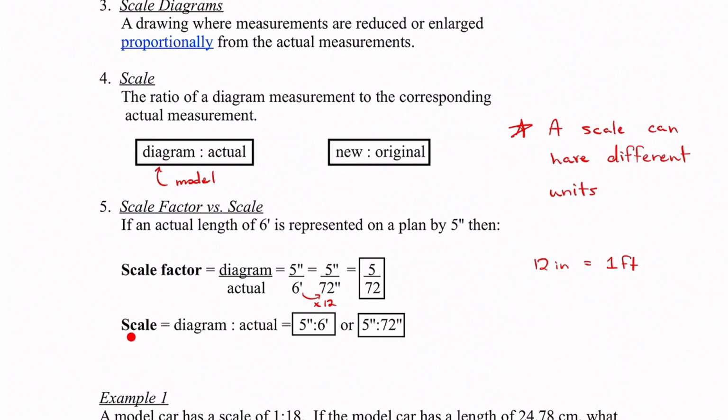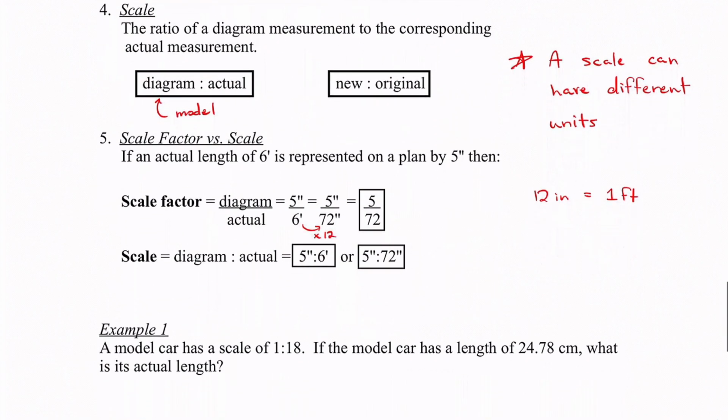Whereas if you look at the scale, this is diagram to actual, so we take the diagram or the plan and then it's to the actual, which was 6 feet. And then we don't have to convert anything, that's just our answer. And if we wanted to convert it, we could, but we have to keep our units in here. So scale factor has no units, scale has units. Otherwise, they're actually quite similar.